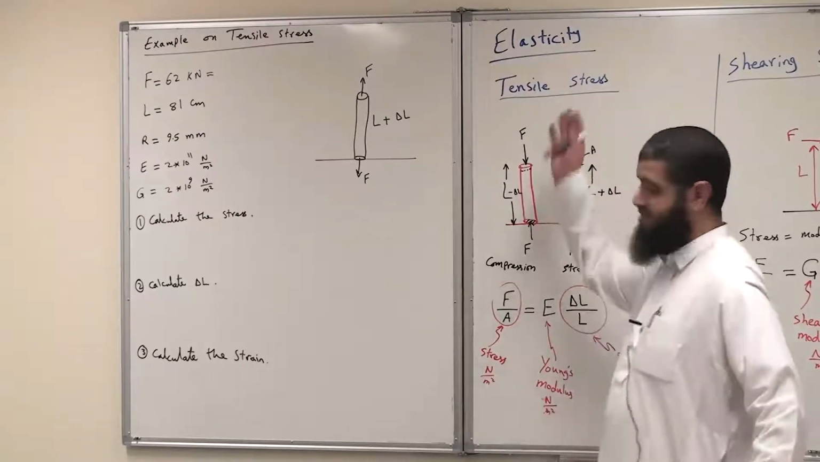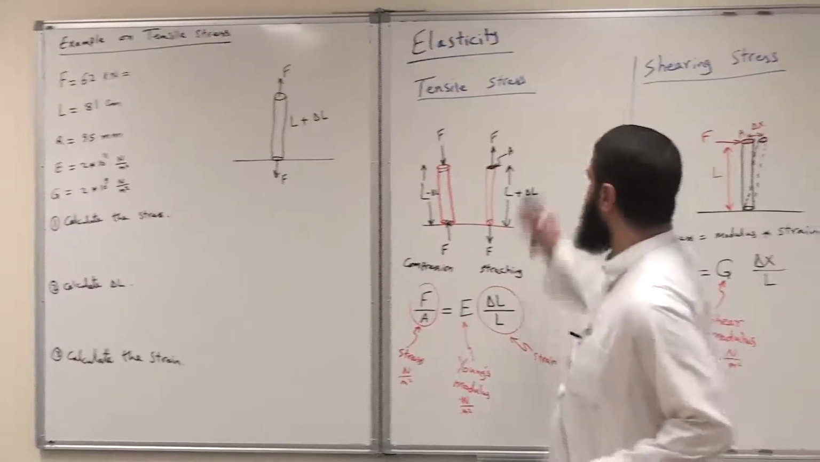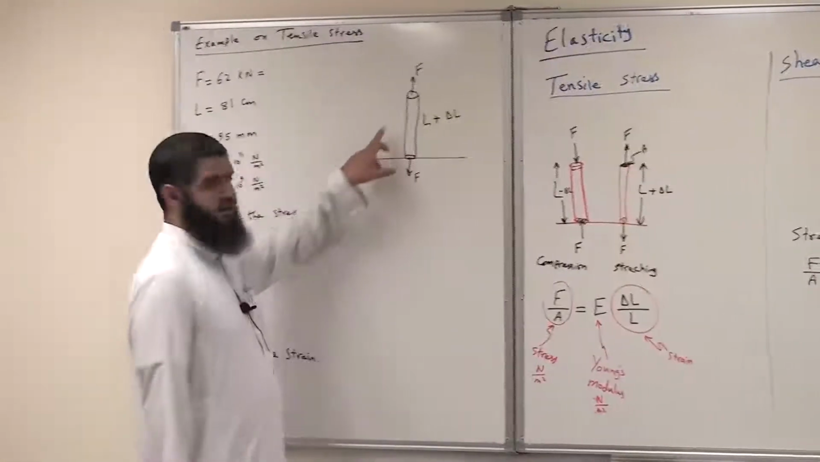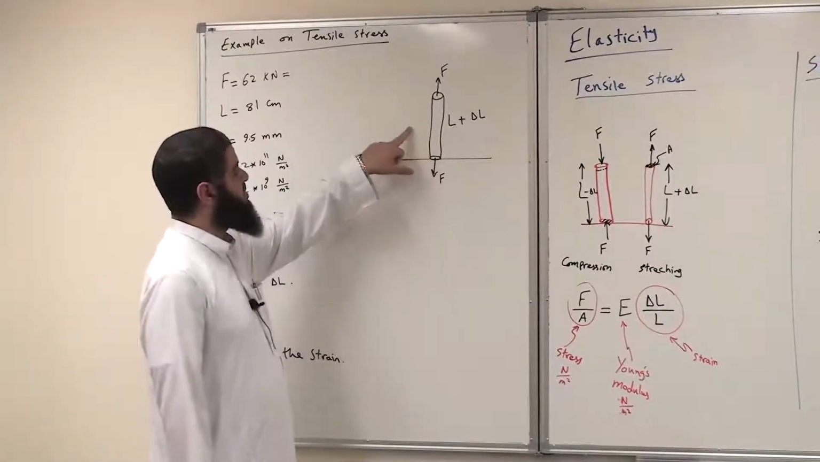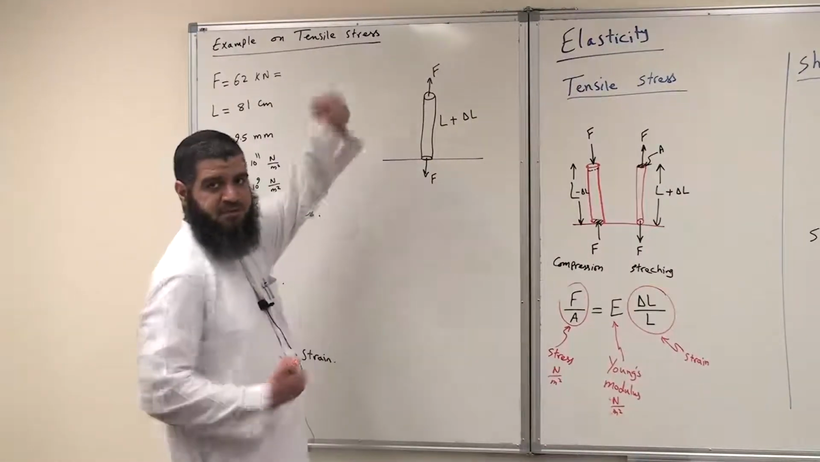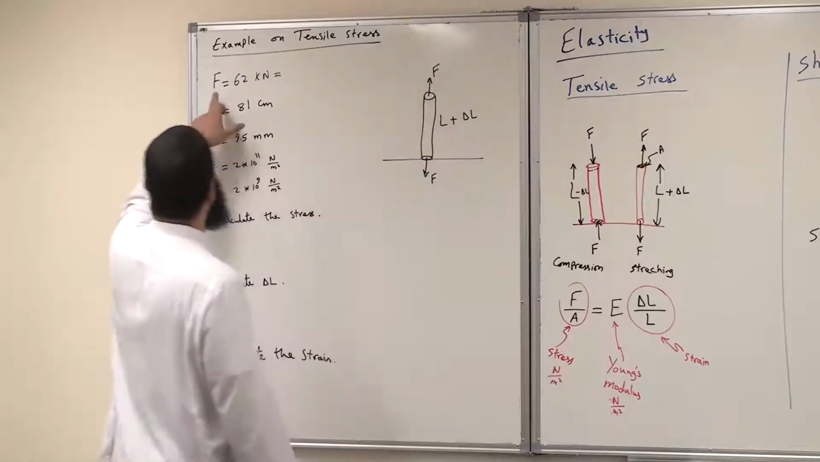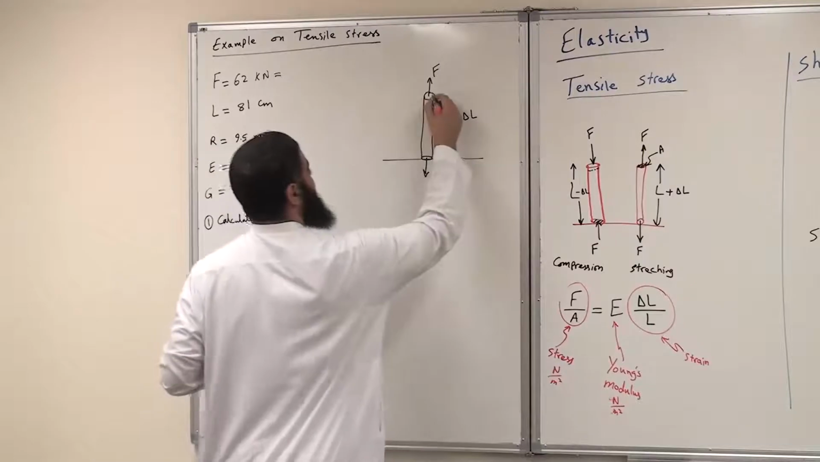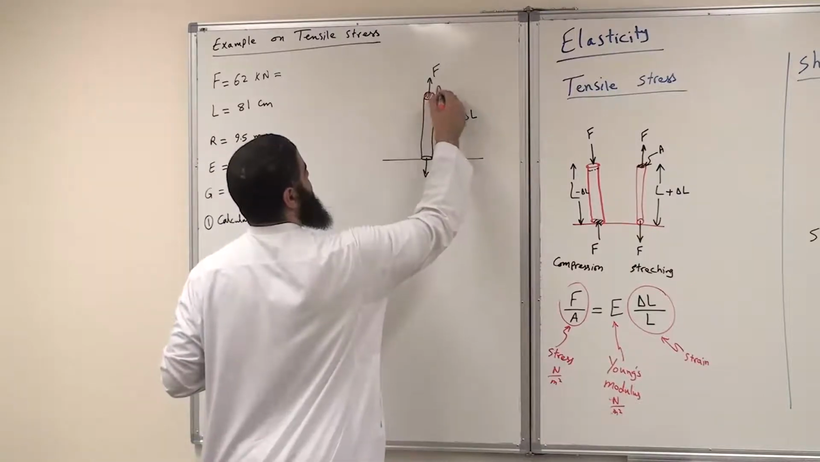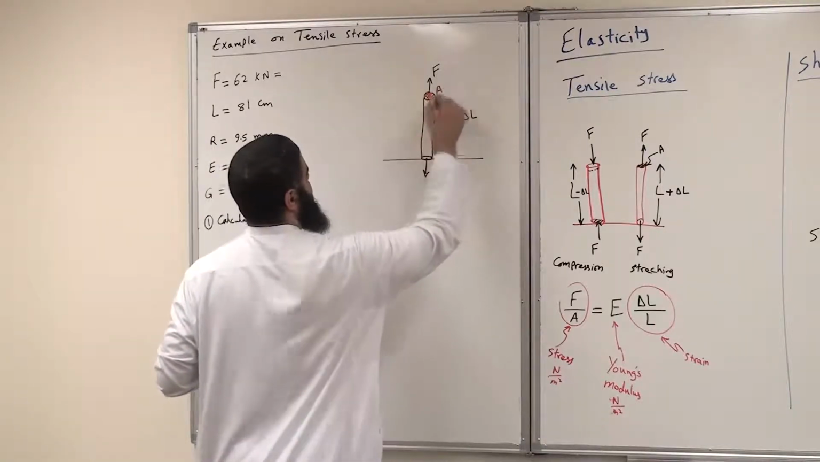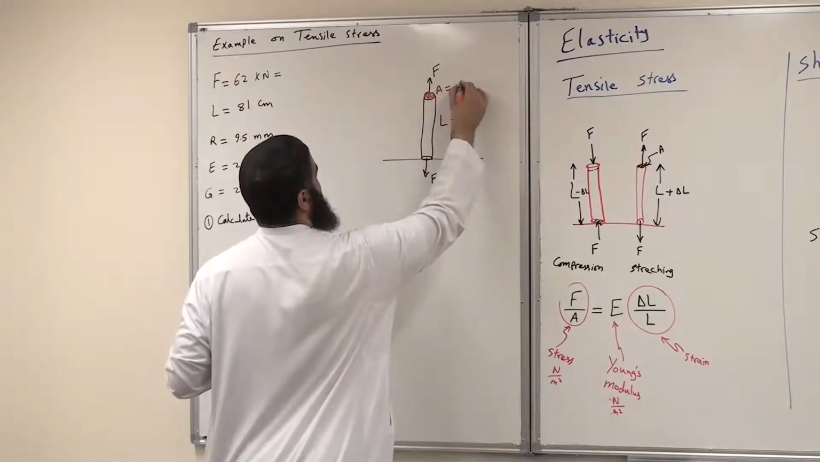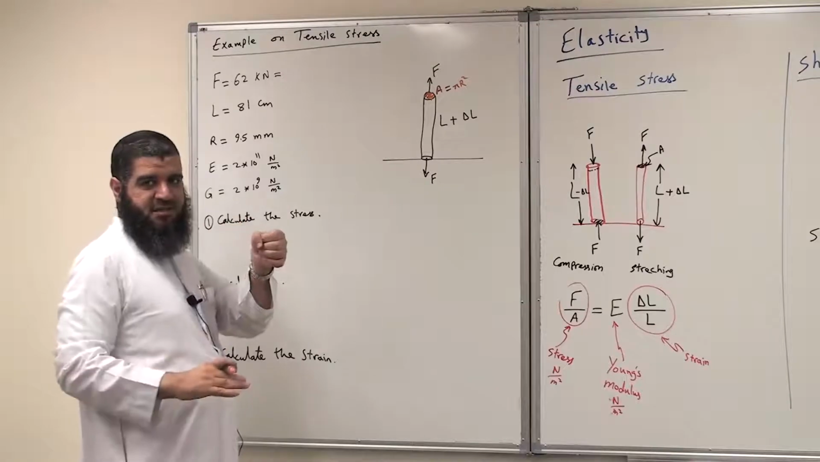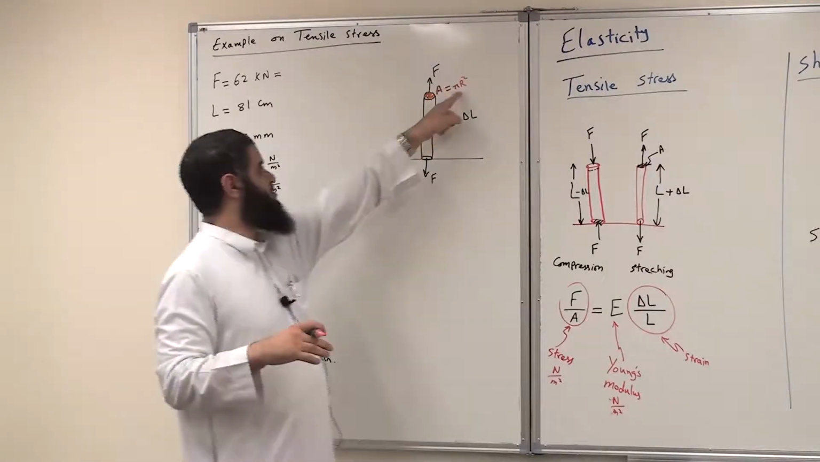As I promised you, we'll solve a simple example on this idea of elasticity and tensile, shearing, etc. Here we have a steel rod subjected to a stretching force. As you can see, this force is applied along the length, okay? And here we have a certain area. It is the cross-sectional area, which is equal to pi r square, because the cross-sectional area is just a circle, and the area of a circle is just pi r square.